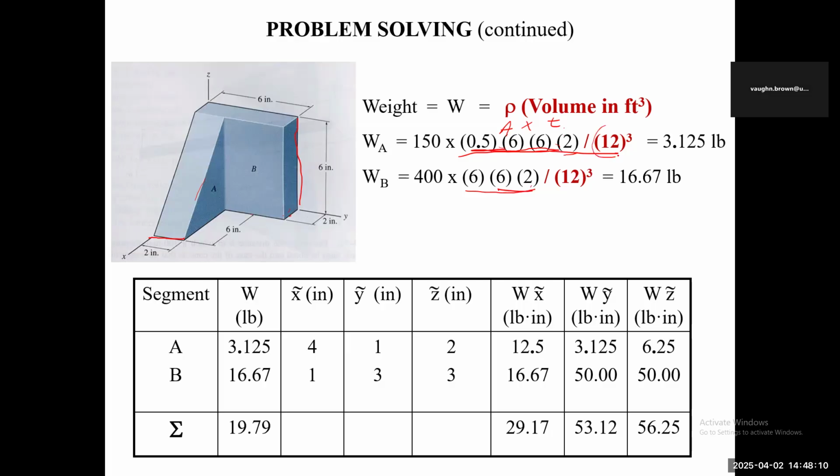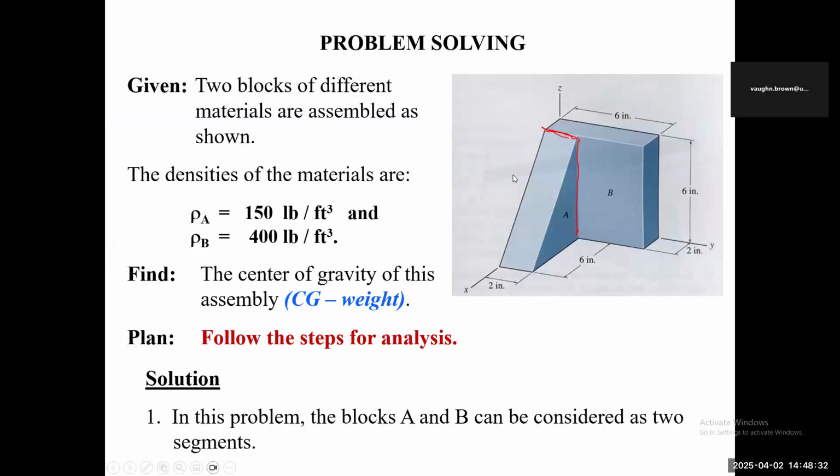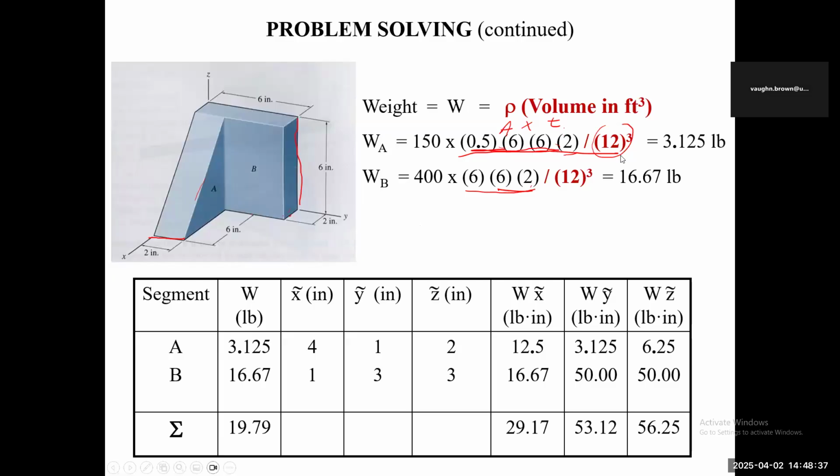Now we divide by 12 cubed because we want to convert it from inches to feet, and therefore it can work out. Remember that the density was given to us in pounds per foot. So that gives you the densities, they're around here, see them there? And as a result, you get those weights. So those weights are placed inside here. So this is weight now.